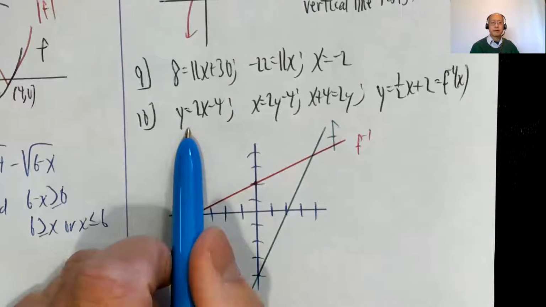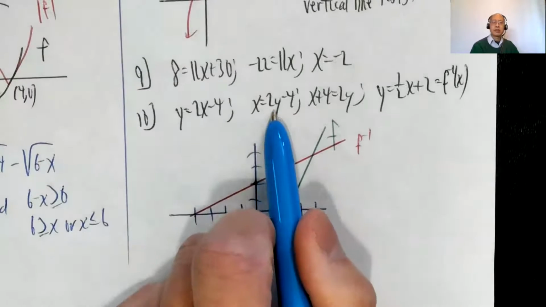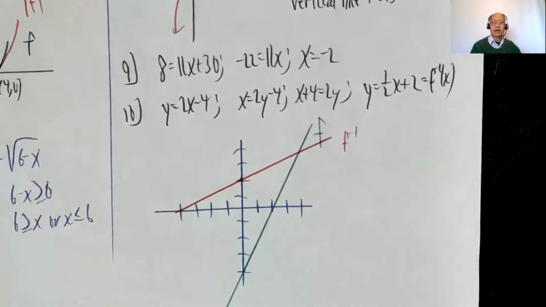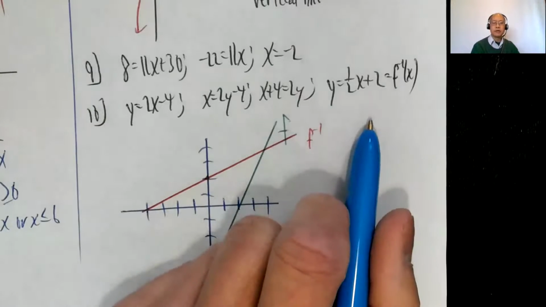Number 10, y equals 2x minus 4, switch around x and y. x equals 2y minus 4, add 4, divide by 2, y equals a half x plus 2, that's f inverse.